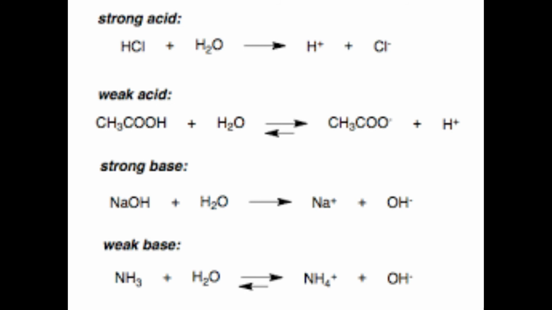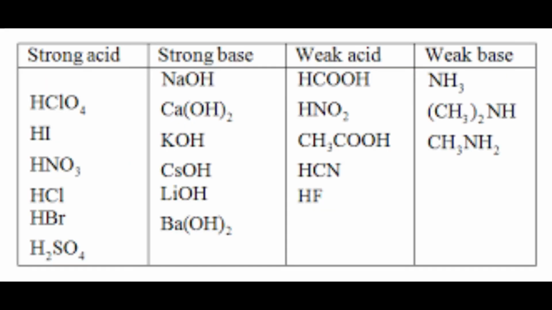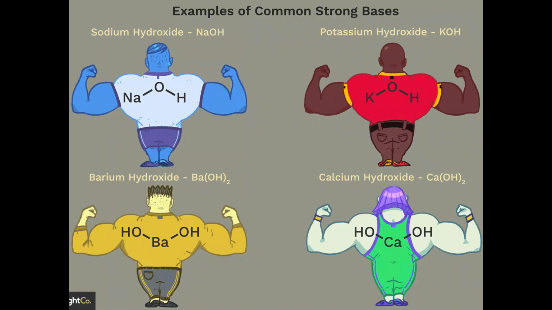We say that a base which is partially ionized in water and thus produces a small amount of hydroxide ions is called a weak base or weak alkali. Examples of weak bases are NH4OH, ammonium hydroxide, calcium hydroxide, Ca(OH)2, which we also call lime water or slaked lime, and magnesium hydroxide, Mg(OH)2, which we also call milk of magnesia, an antacid used for treatment of acidity.